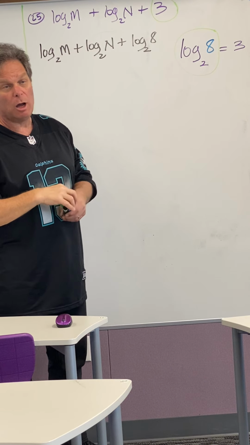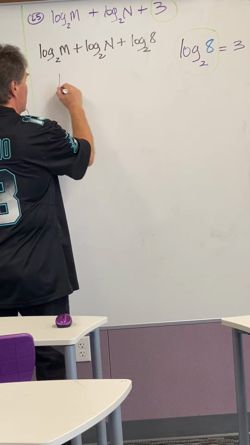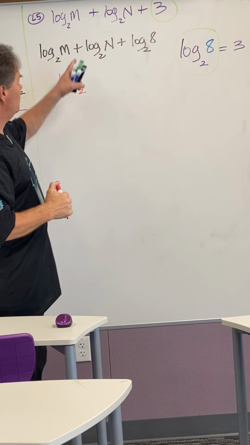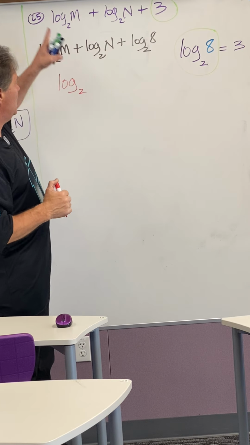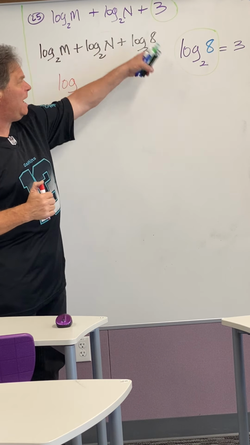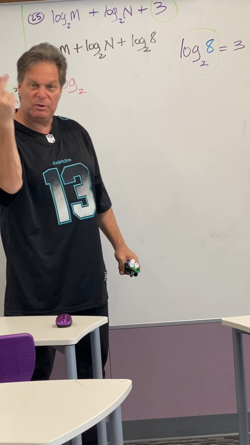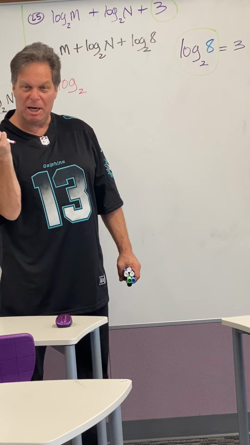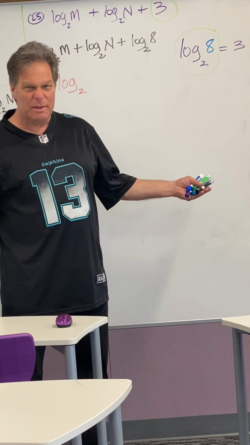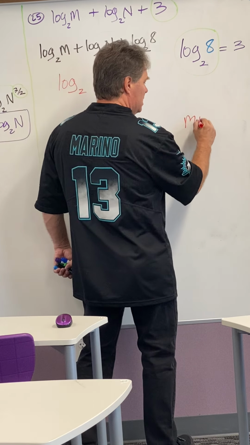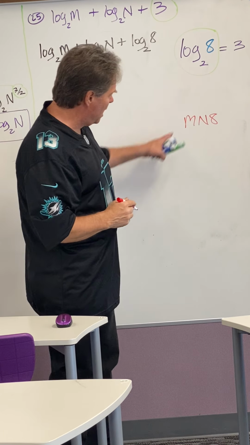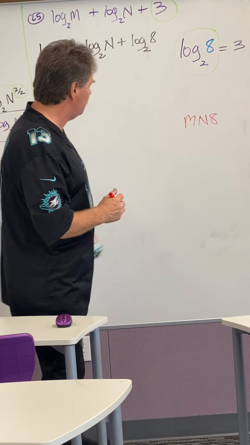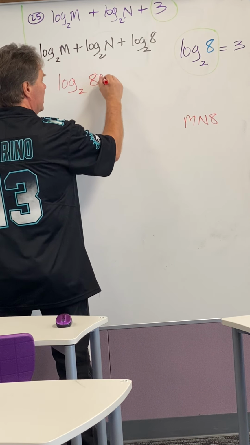Now, they're all log base 2's, so I can squeeze them together into a single log base 2. And look, they're all addition, right? So it's going to be m times n times 8. Now, if we want to go m times n times 8, we generally aren't going to write it as m n 8, because that would look weird. Is that how we usually write 8 times m times n? No. What we usually do is put the number out front, so we're going to call it 8mn.